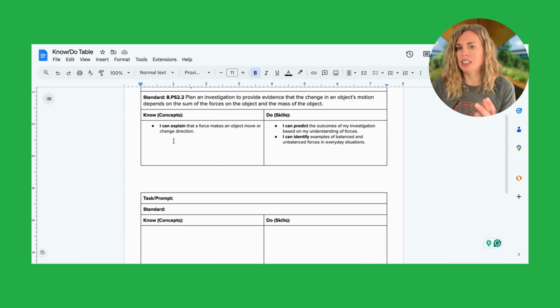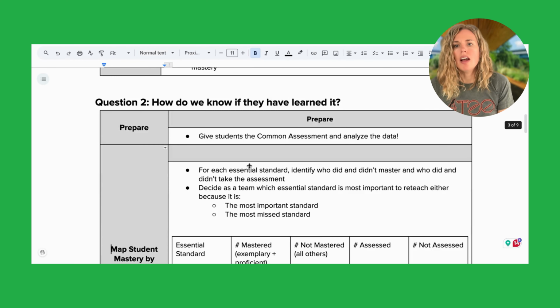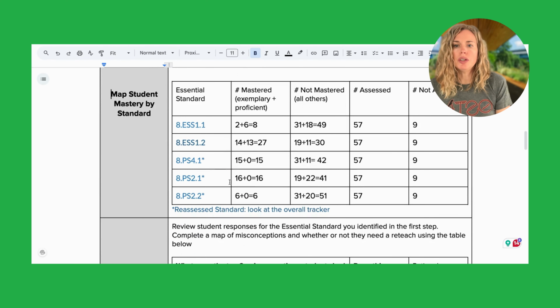That's going to be a concept. They have to be able to know that and understand it. Whereas on this side, I have the skills. I can predict the outcomes of my investigation based on the understanding of forces. And I can identify examples of balanced and unbalanced forces in everyday situations. So students had to be able to do those things in order to properly answer the question related to that standard.